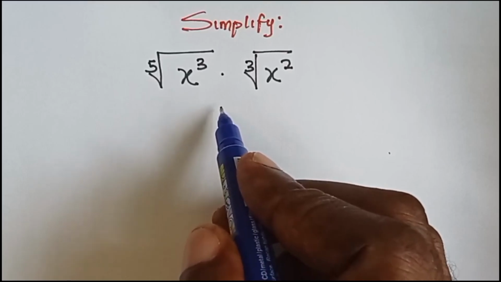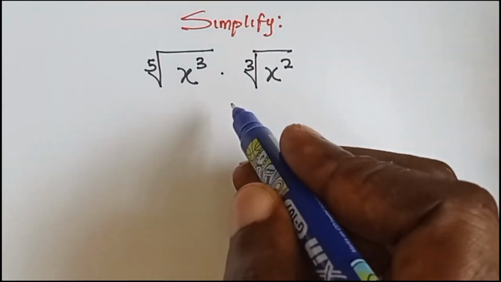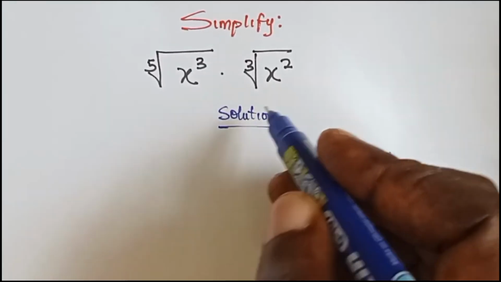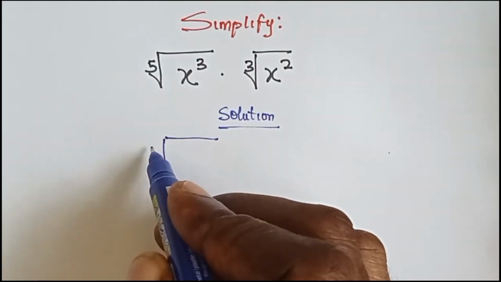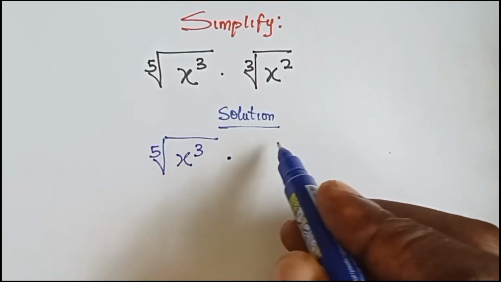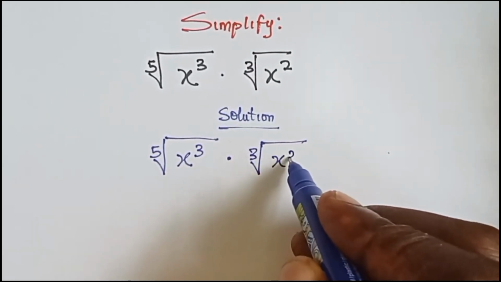In this video, I want to simplify this exponential expression. Alright, solution. We have the fifth root of x raised to the power 3, multiplied by the cube root of x raised to the power 2.